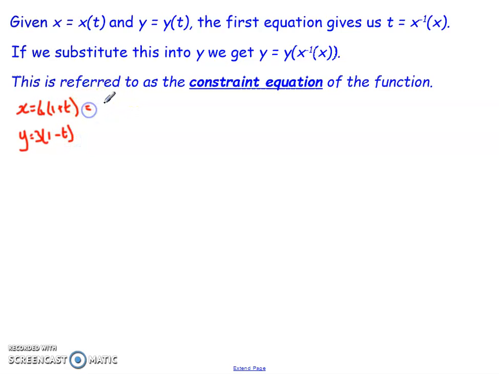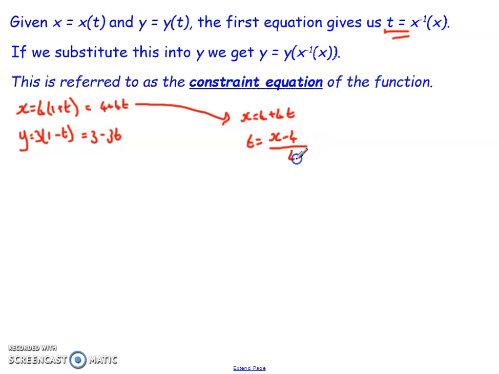If I was to multiply them out, I'd get 4 plus 4t, and for the y, I would end up getting 3 minus 3t. Now if I focused on x, what I would want to do is take this so that I get t equal to something by calculating the inverse. So x equals 4 plus 4t. I could rearrange that, and what I'd end up getting is that t equals (x minus 4) over 4. So that would be what t would be represented by in terms of x.